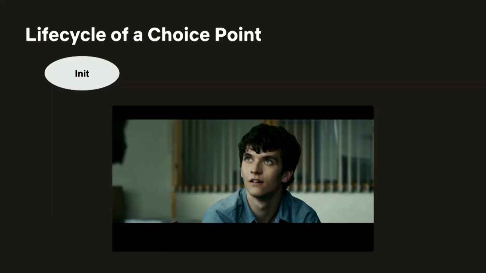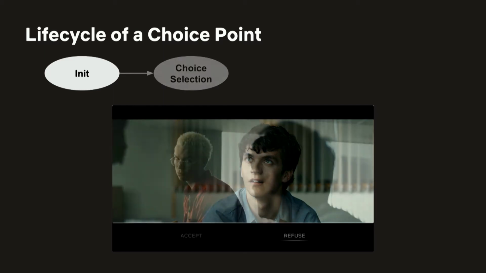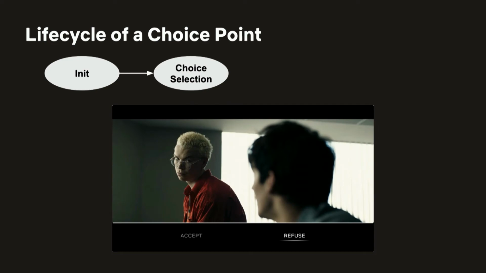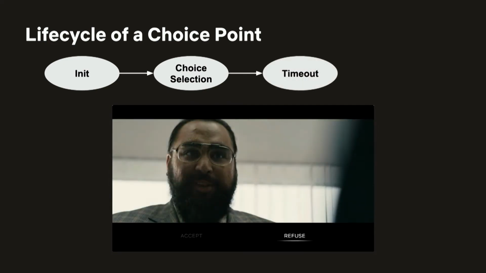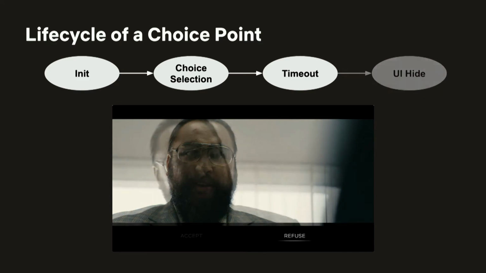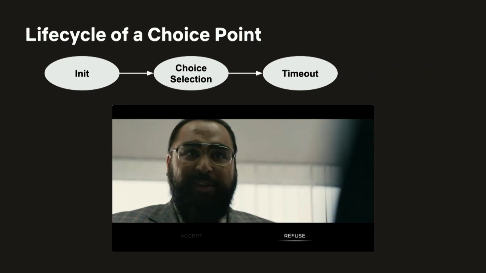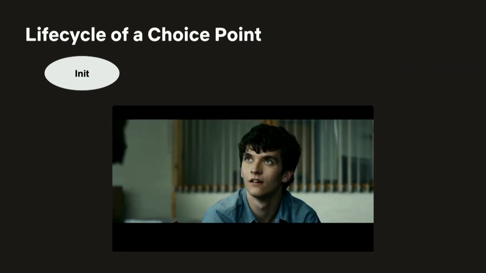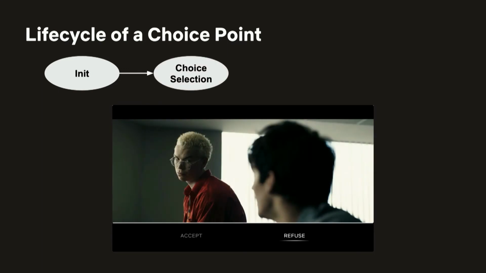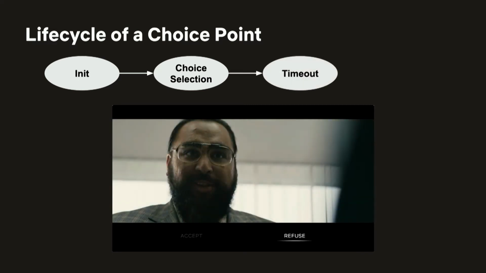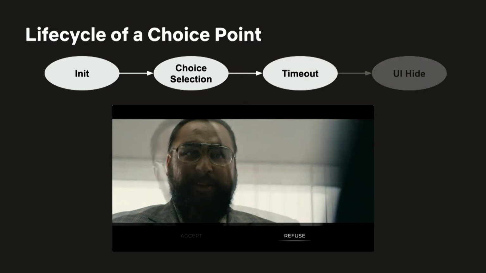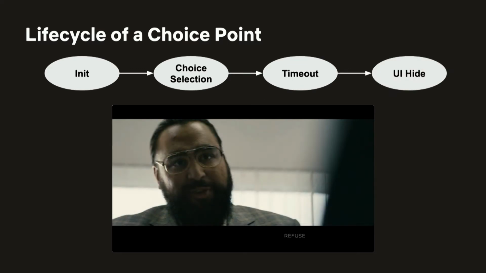A series of UI states define the member experience at each choice point. The phases of a choice point are initialization, selection, timeout, and hide. Let's go back through those one more time. Initialization, choice selection. This is when you're actually able to interact with the UI, and you can see that your countdown has started. After your countdown is over, your choice is locked in, and the UI fades away.